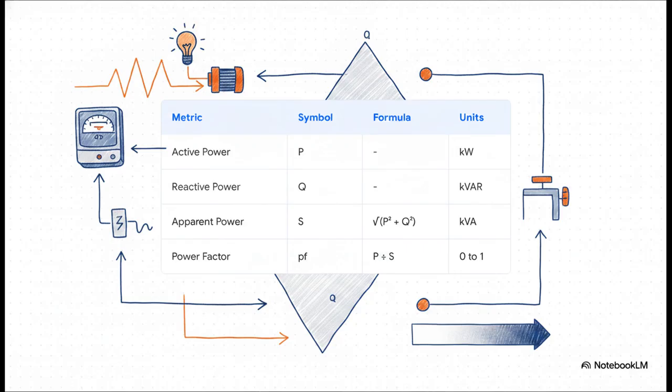Mathematically, this all ties together through some core formulas. Active power, P, is measured in kilowatts. Reactive power, Q, is measured in kilovolt amperes reactive, or kVAR. To find your total apparent power, S, which is measured in kVA, you simply take the square root of P squared plus Q squared. Finally, your power factor is just the ratio of your active power to your apparent power. It's a dimensionless number, sitting right between 0 and 1, that tells you exactly how efficiently your system is utilizing the power it draws.